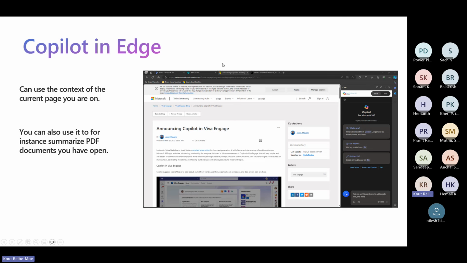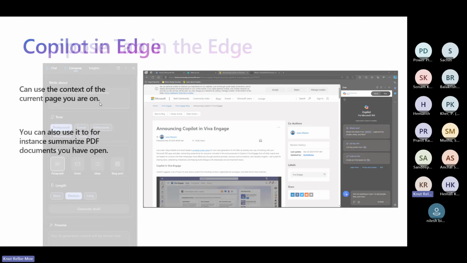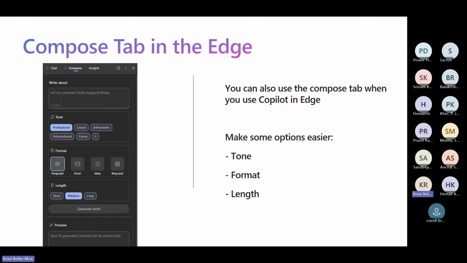And I will show you that when I do my demos very soon. As you can see, when we click that button, you have three options up on the top: the chat, the compose, and the insights. So for instance, you can use this to write emails, because a lot of people are using Copilot because they have a writing block or it's difficult to start writing something. And with Copilot in Edge, you can go in and start to write there.